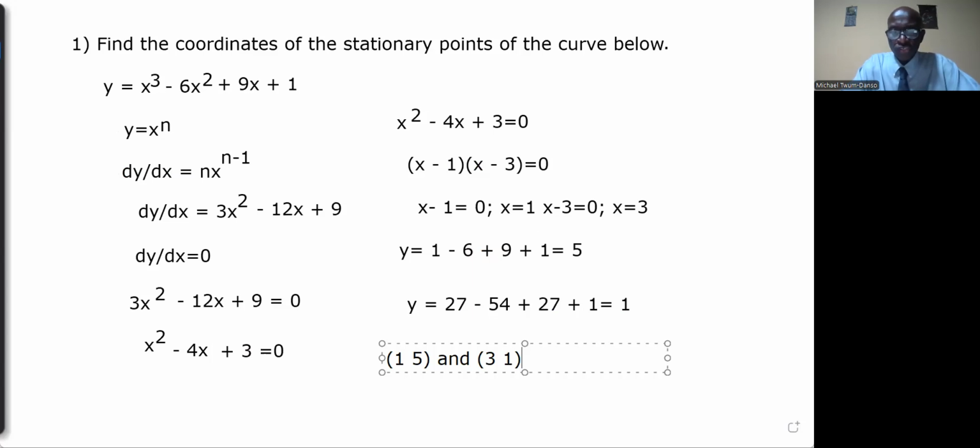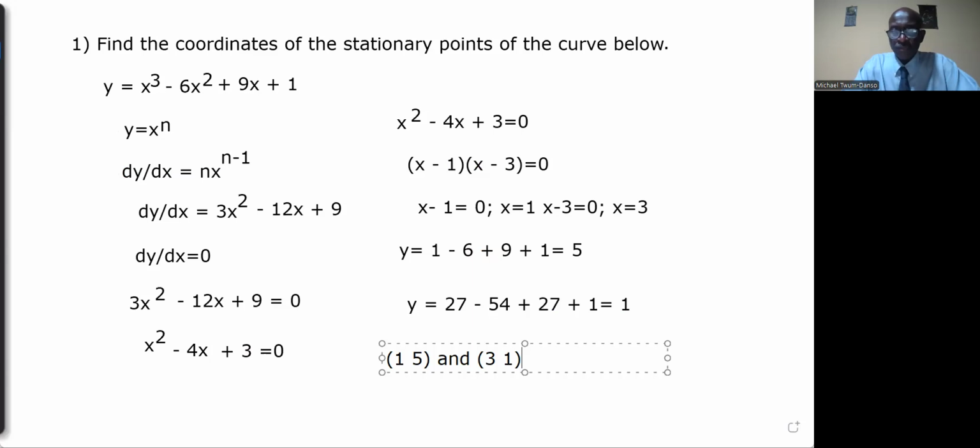Let me know if you have any questions, or you want to know why I substituted. Kevin, you want to know why I substituted x equals 1 to find the y coordinate? Yes. That's the stationary point of the curve. The stationary points are 1 and 5 and 3 and 1. So I substituted 1 into the curve x cubed minus 6x squared plus 9x plus 1 to get the y coordinate of the stationary point. I hope that answers your question. Let me know if you have any more questions.